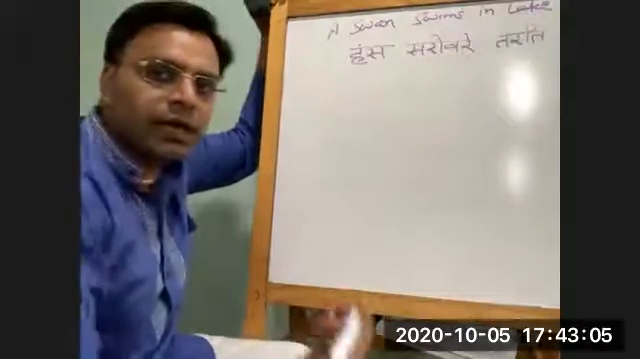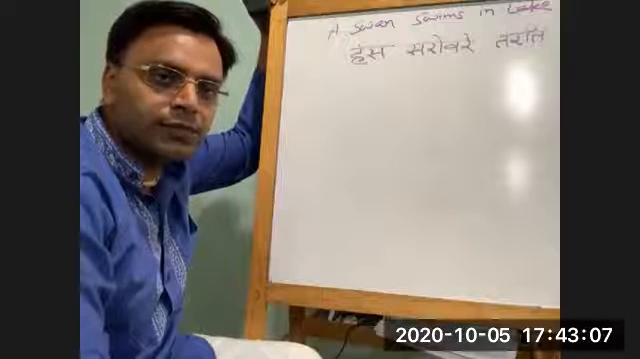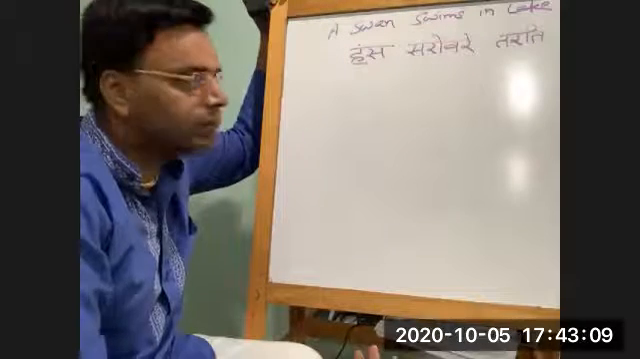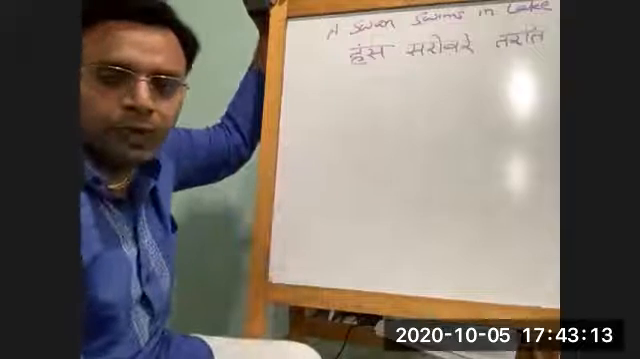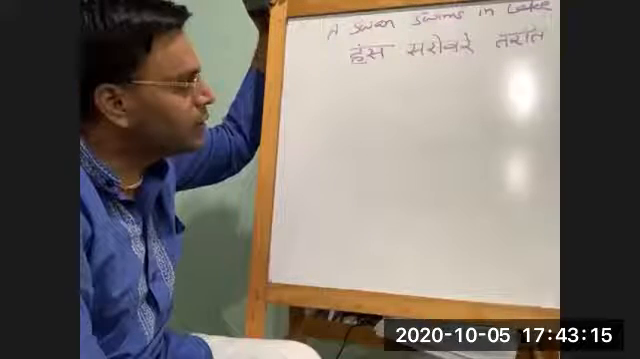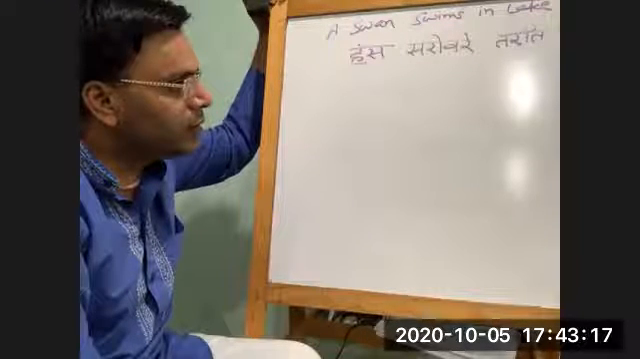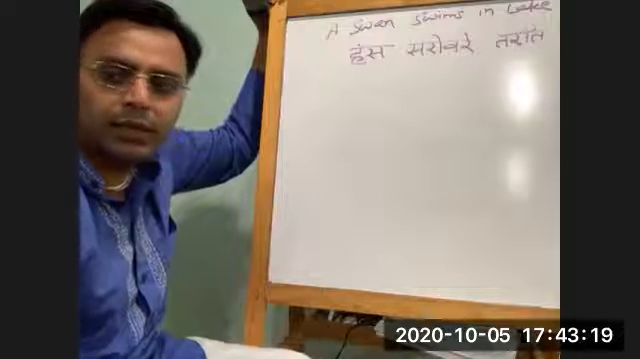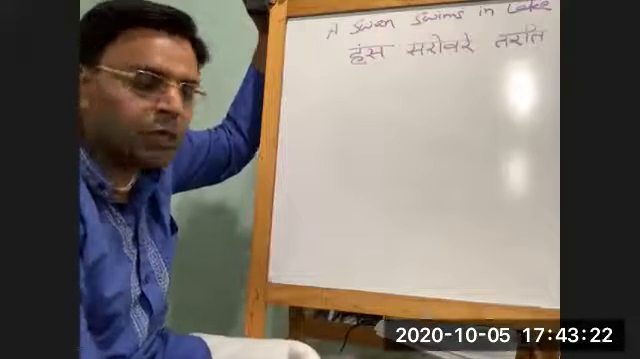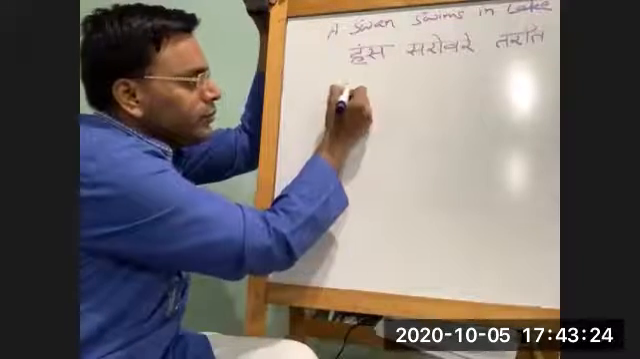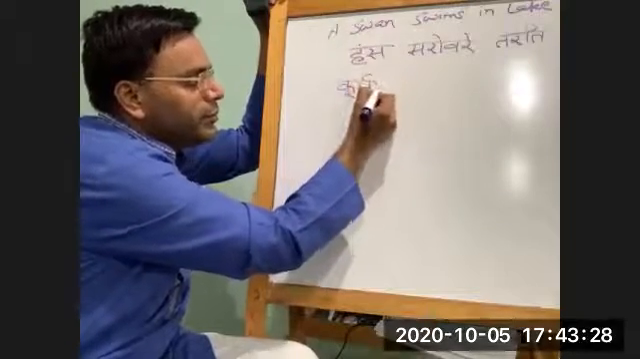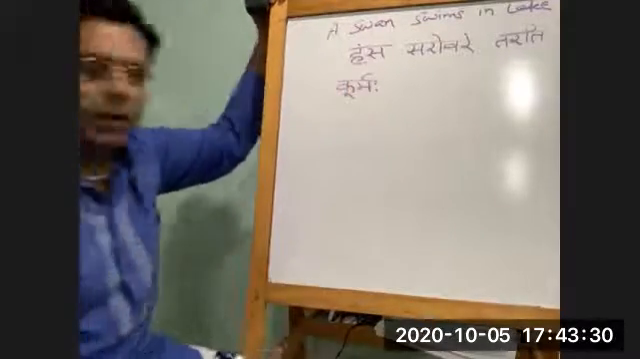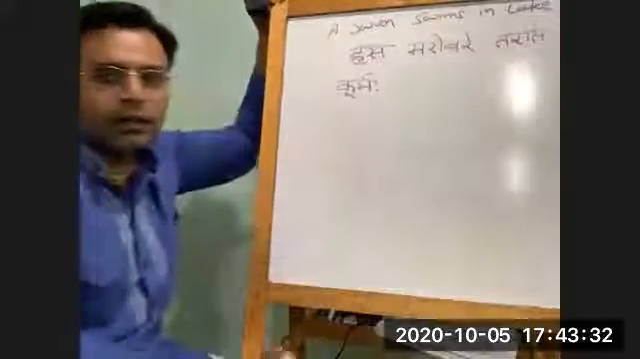Or if you want to say tortoise floats or swims. So for that, what is the word for tortoise? It's kurmah or kachapah. So kurmah sarovare tarati.